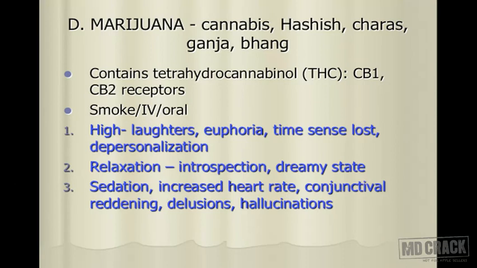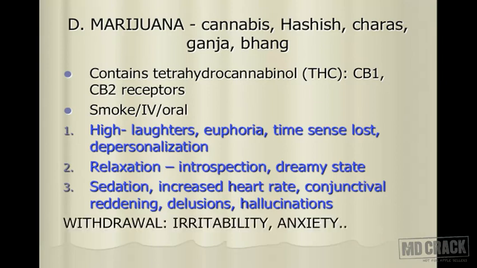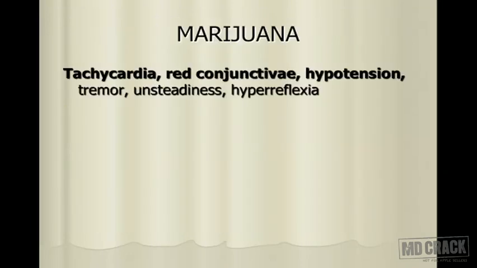Next phase is relaxation, in which the patient becomes introspective, is in a dreamy state, keeps on talking and keeps on revealing his mind. The third stage is sedation, where there is increased heart rate gradually. There is conjunctival reddening. Please remember, conjunctival reddening is a very typical feature of marijuana use, and the patient might have delusions and hallucinations. When the patient is in the state of withdrawal after long-term use, the patient might be extremely irritable and the anxiety symptoms are very severe.